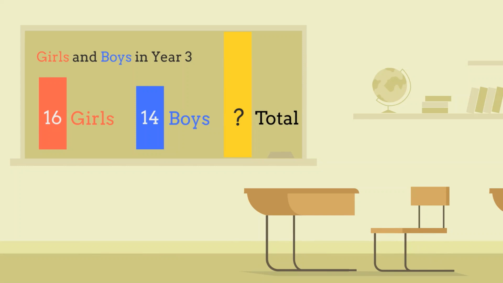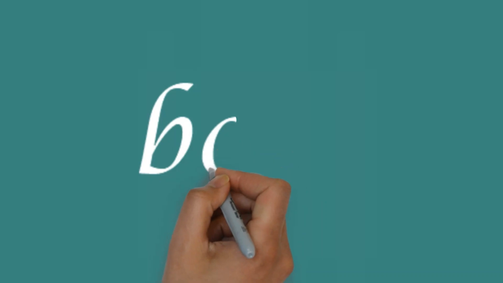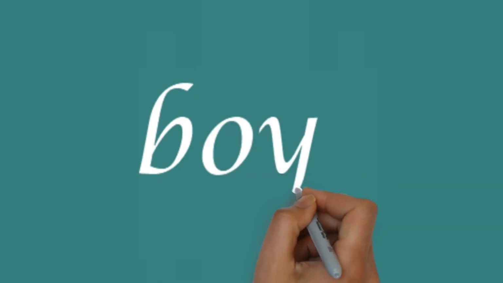Here we have a graph, which shows the number of girls and boys in a class. So, which word in that clip had the oi sound? It was boys. Let's practice. Starting with b, oi, and s, b, oi, s, boys.